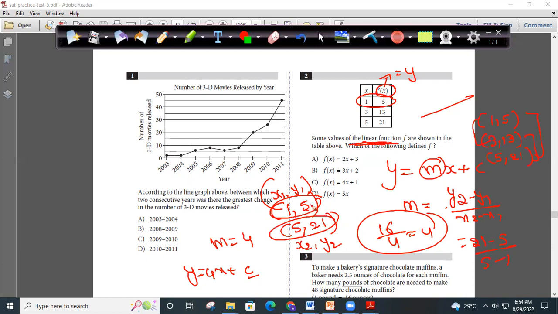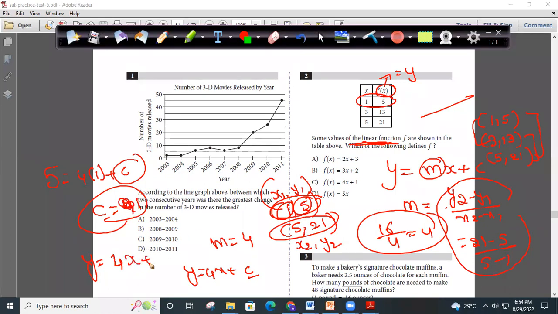Suppose if I want to plug in 1, 5: x is 1, y is 5. So 5 is equal to 4 into 1 plus c. Therefore, c is equal to 4 — sorry, c is equal to 5 minus 4, which is 1. This is how you find slope, and this is how you find y-intercept. So the equation of the line is y is equal to 4x plus 1, which is C for Chennai. That is my answer.